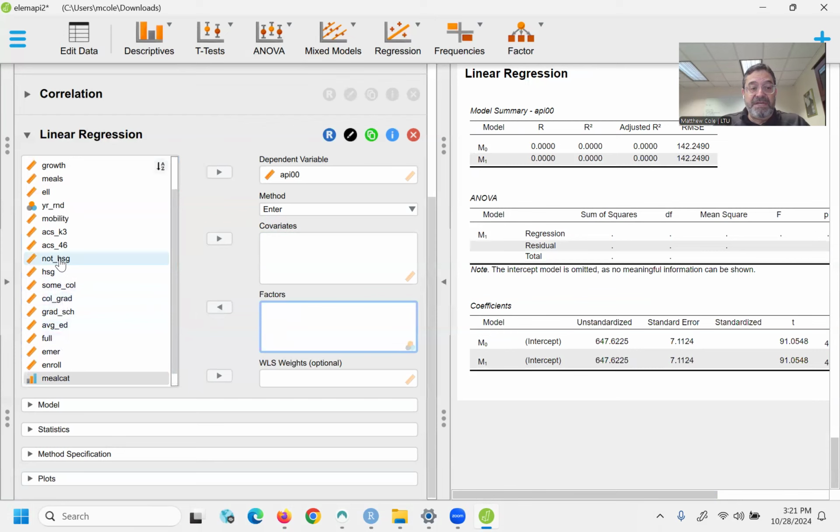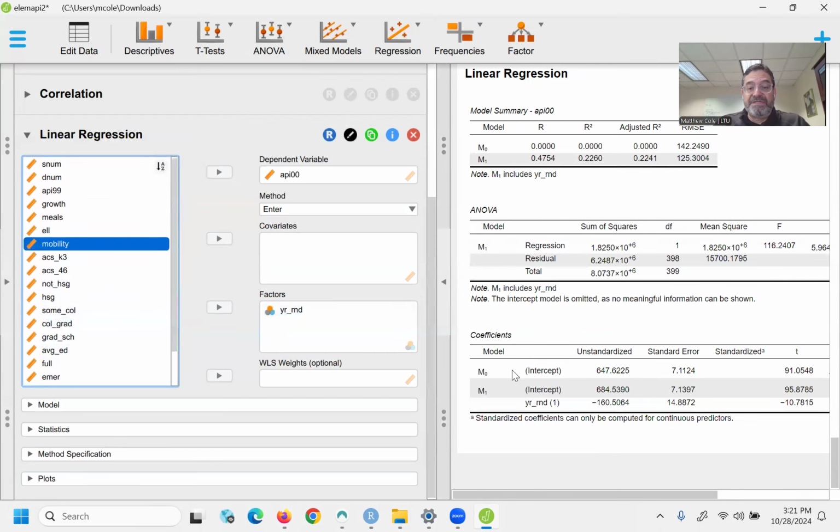So if we go back and put in year round, the academic performance score when the school is not open year round, that was year round equals 0, is 684.54. And then we would predict that this is going to decrease by minus 160 if the school is open year round. So the equation here would be y equals 684.53 minus 160. That would be how we predict it.